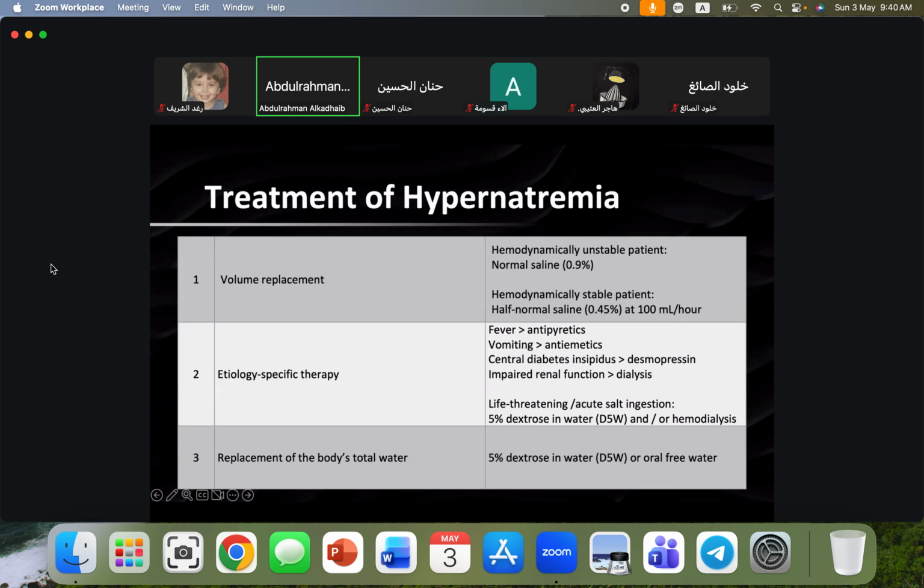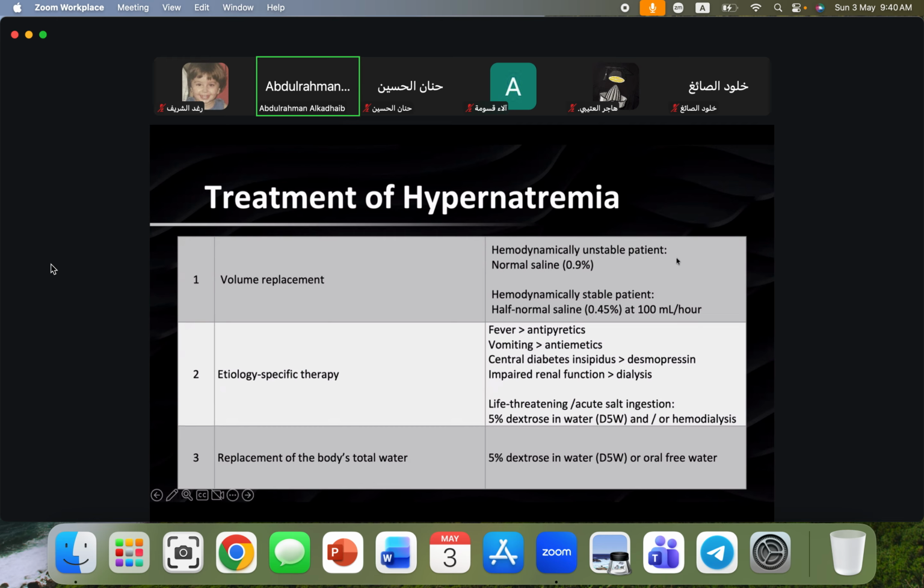So we'll just talk briefly about the treatment of hypernatremia. It's kind of different than the treatment of hyponatremia. We usually classify it into three main steps. We should start those steps in order. So the first step is basically the volume replacement. And it depends whether the patient is hemodynamically stable or unstable.